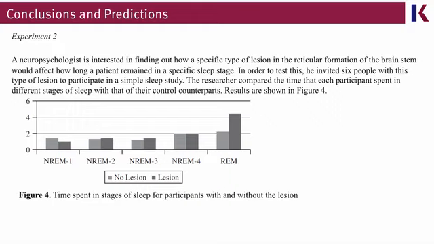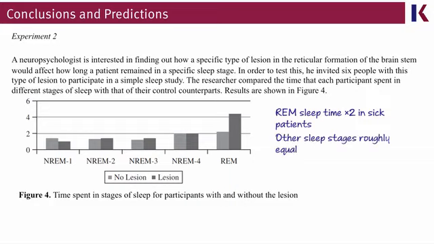Well, the major conclusion that we can identify, which we already did before, is that individuals with the lesion spend about 2 times as long in REM sleep as those without. But take a look at the other information. We can see that the non-REM sleep stages are roughly equal. There are some slight differences here, but they're certainly not as pronounced as with REM. So let's see how the MCAT could test our ability to make a conclusion about this chart.